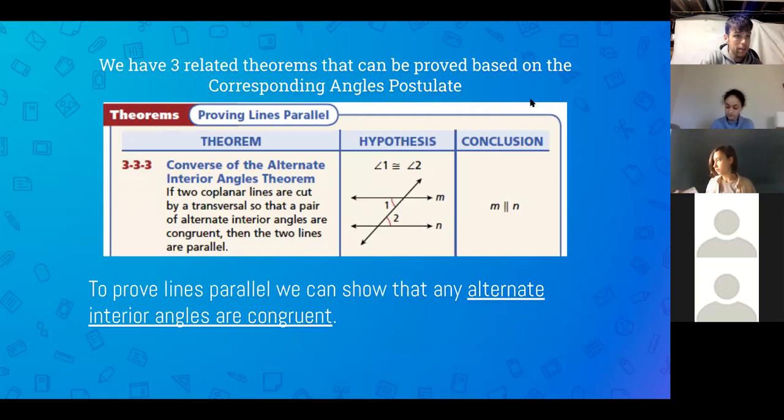I'm going to go ahead and click out of this and move forward in just a second. But again, the main idea of this theorem says if we have 2 alternate interior angles and we can show that they're congruent to each other, that means the lines will have to be parallel to one another.